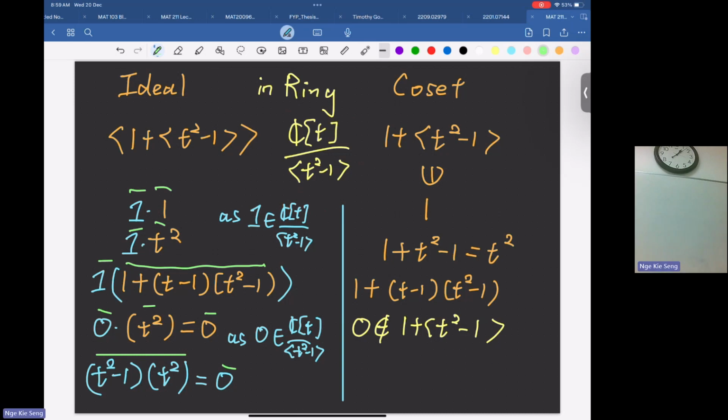So if you don't understand what I said, the first thing you should do is go back and write out the operations in Z mod nZ. How you add there, how you multiply there. Write it out. How you do coset addition, how you do coset multiplication there. Okay. But as you can see here, 0 is inside my ring. What is the 0 inside the quotient ring? What is this 0 bar here? So this 0 bar is just the ideal generated by t squared minus 1. Okay.